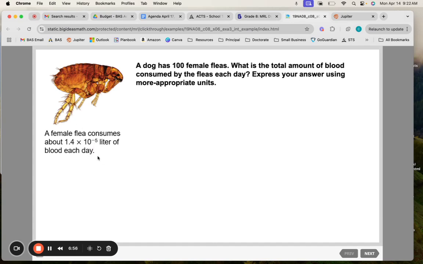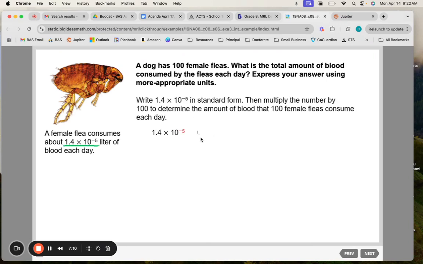So how many fleas consume this much blood? 1. So we're going to convert this to standard form, and then we're going to multiply it times how many fleas are on this dog, right? Okay, so how many decimal places are we moving? 5. To the left, thank you.